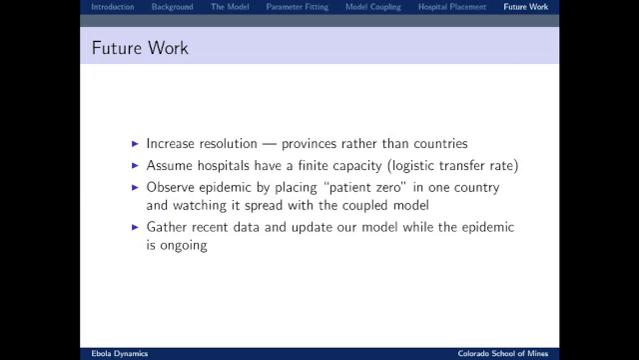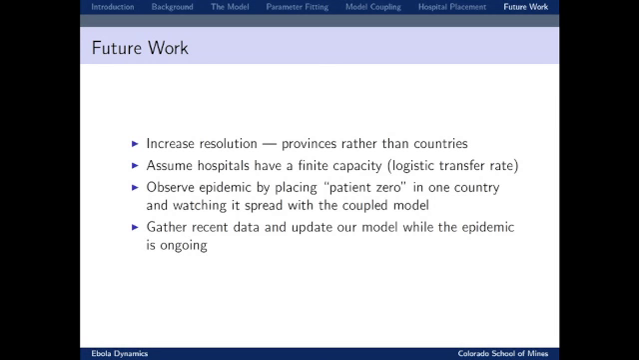Thank you. So with this model, we've been able to take an SCIR standard model and adapt it based on the assumptions that we need for Ebola. However, we feel like we've just scratched the surface. We'd like to increase the resolution. Right now, all we can say is that Liberia is the optimal place to place a hospital, but it'd be nice if we could talk about the specific provinces of Liberia which would have the most impact.